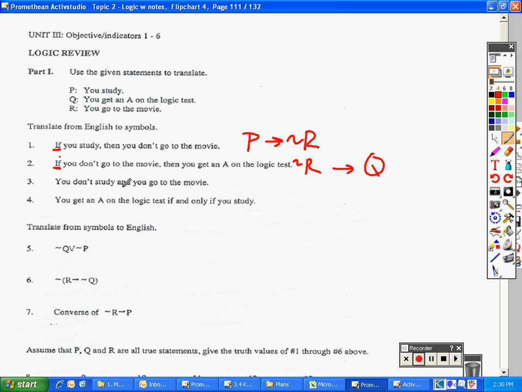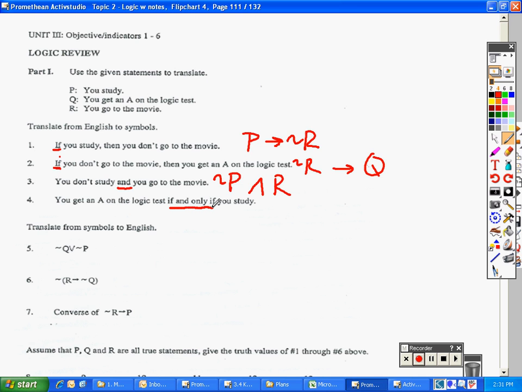All right, let's look for the operator here. You don't study and, so that's that upward arrow symbol, and you go to the movie. Studying was P. This is the opposite of P because you're not doing it. And you go to the movie, that's the same. That would be R.